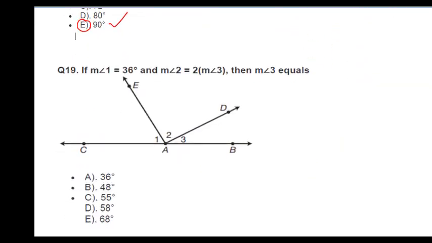So the next question says, if angle 1 is 36 degrees, so note here it's going to be 36 degrees, and angle 2 is equal to 2 times angle 3, then what's the third angle?